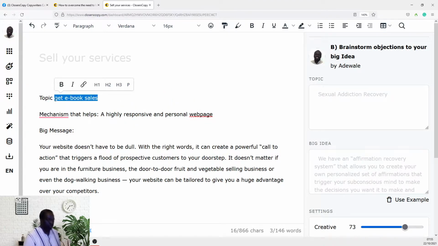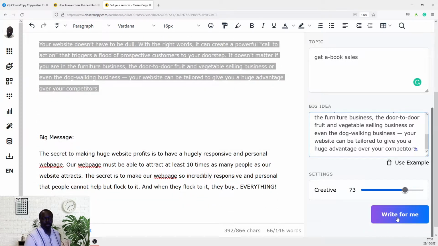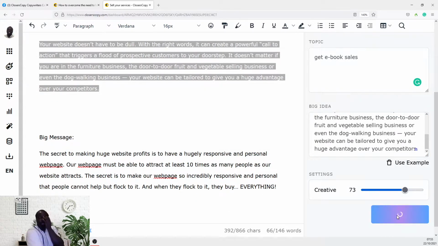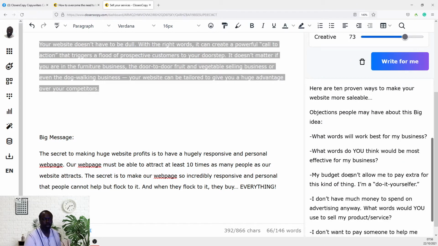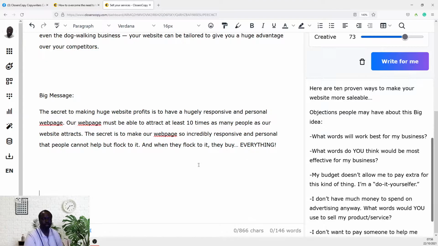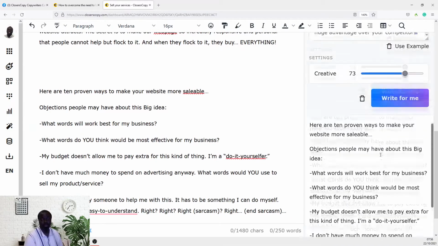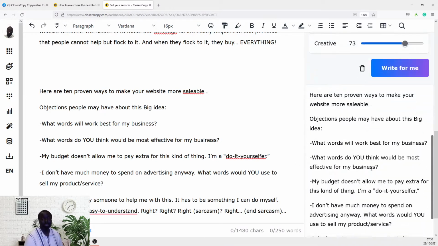So topic is get ebook sales, and let's pull this. Let's put this into the big idea area and see what objections Closest Copy comes up with. Right, so these are possible objections that people will have. And you can just keep getting more and more, just clicking the button and getting more and more objections.